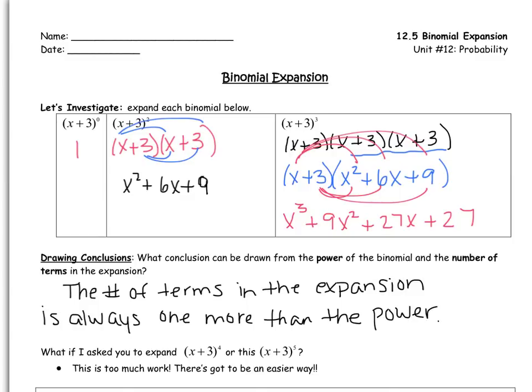And what do I mean by expansion? This is a binomial that I'm raising to some power, and this is its expansion, or after I multiply all the terms out. This is x plus 3, the binomial. I'm raising it to a power, and this is its expansion.